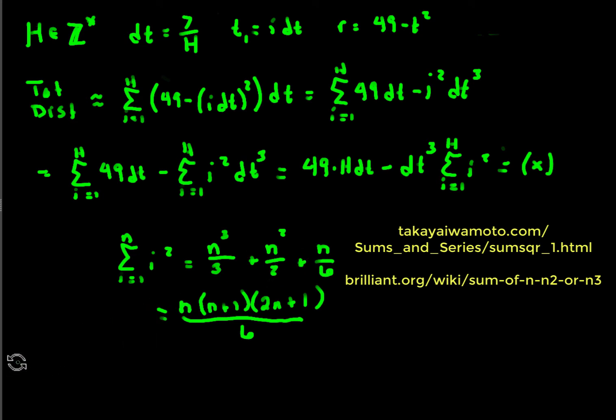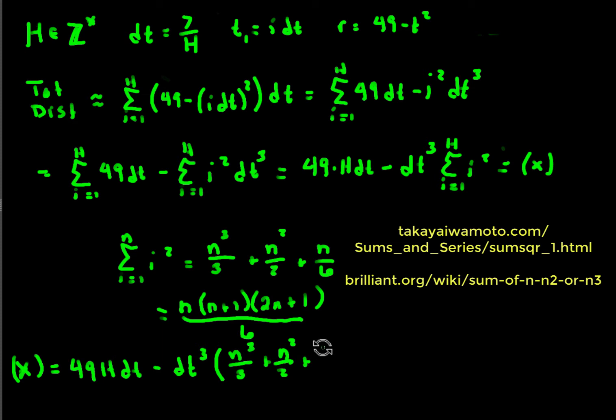Anyways, check out this link for an explanation of why that should be true. So coming back to our problem at hand, this is equal to 49h dt minus dt cubed times the quantity n cubed over 3 plus n squared over 2 plus n over 6.